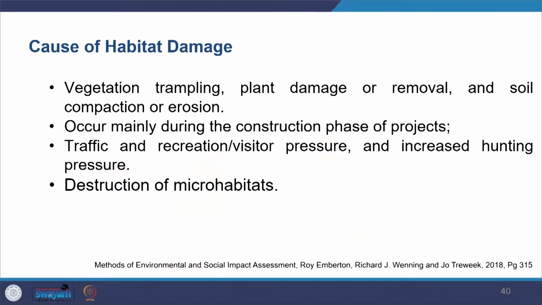Further, the other kind of impact we see is habitat damage, wildlife disturbances, and direct mortality, where death can take place. So we see that there are causes of habitat damage, like vegetation trampling, where the movement damages the vegetation. There can be plant damage, or you might be removing the plants, and then during the construction, you might be compacting the soil, and also there can be soil erosion.